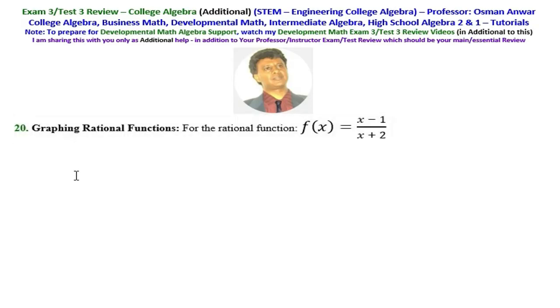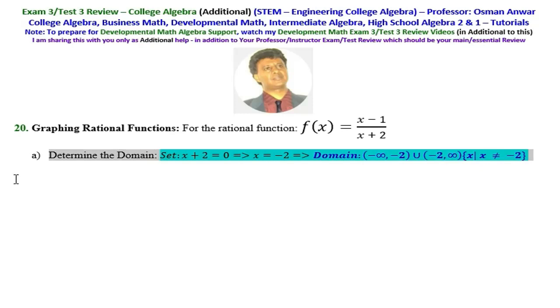Number 20 is graph rational functions. For the rational function f of x equals x minus 1 over x plus 2. A, determine the domain. So set the denominator x plus 2 equal to 0. That is x equals minus 2.